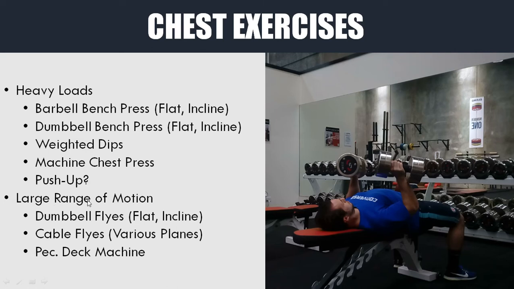And then we have the exercises where we can get a large stretch on the muscle and a large range of motion. So things like dumbbell flies, which we can do on a flat or an incline bench again, and cable flies, which we can do in various planes. We can do them straight across, from a low to high position, or from a high to low position. And we can also use the pec deck machine.